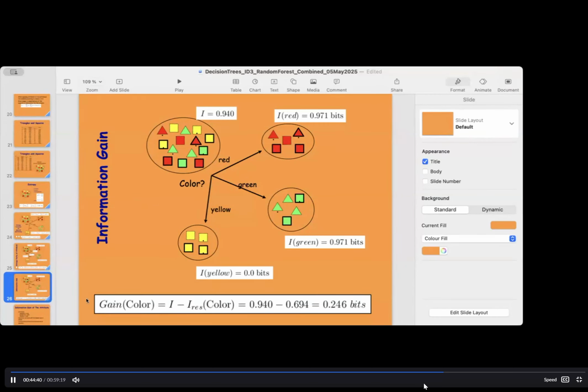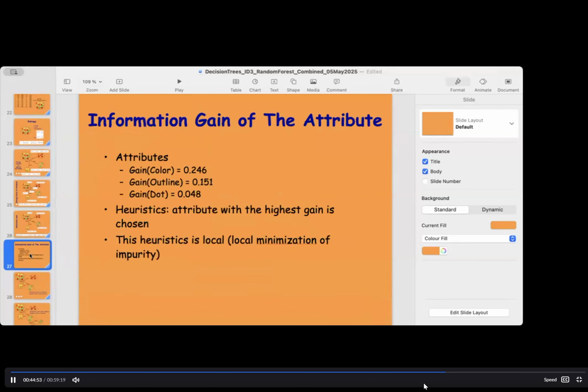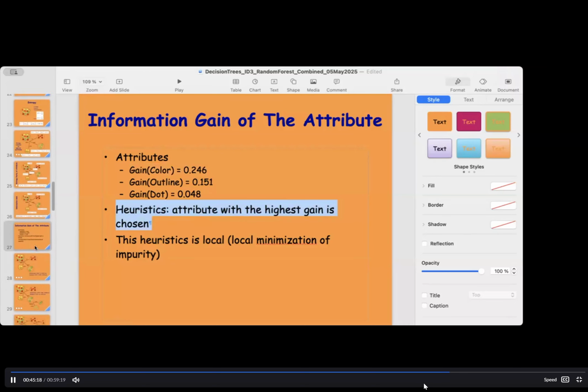So the gain for the color would be the highest out of all the attributes. We're going to do this computation for all attributes. The gain of color is 0.2. The gain of outline is 0.1. The gain of dot is 0.04. Whichever attribute gives us the highest gain is the one that we will choose to split the tree. So the heuristic is to use the attribute with the highest information gain.